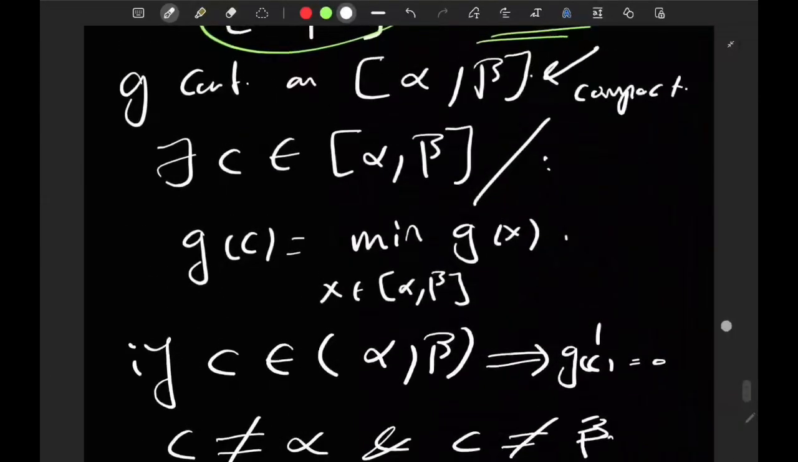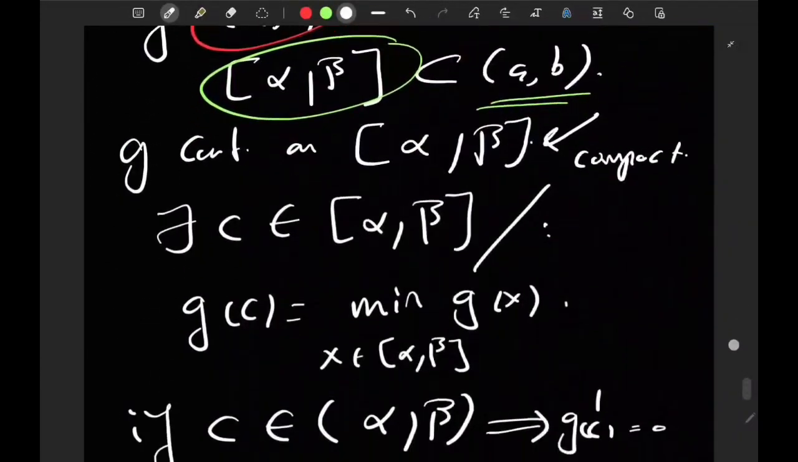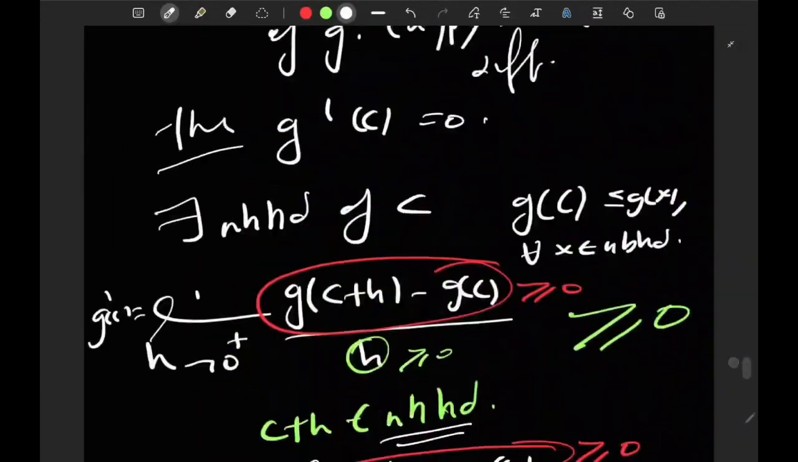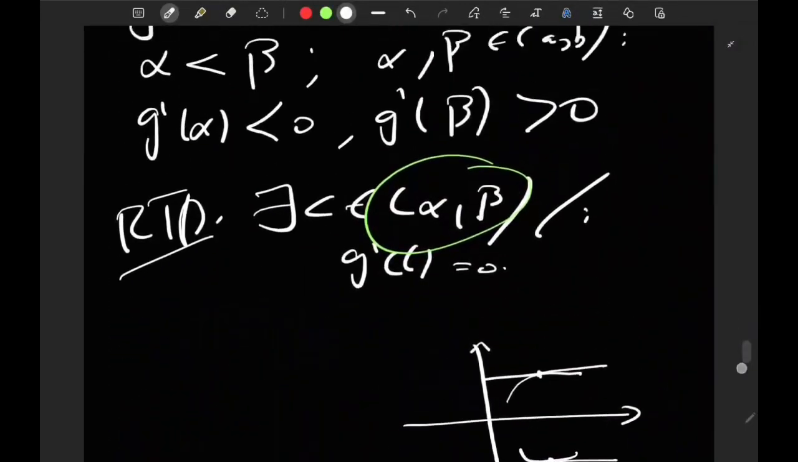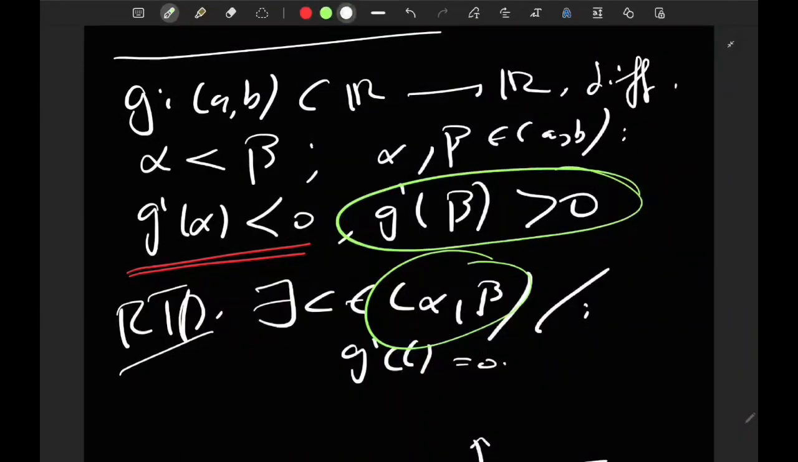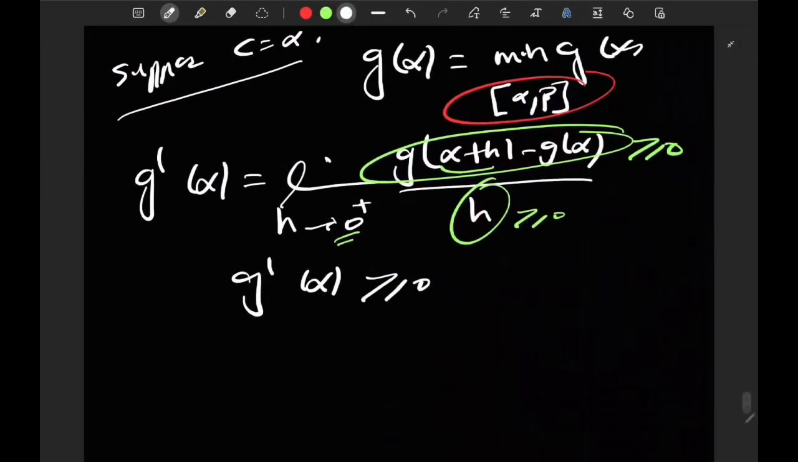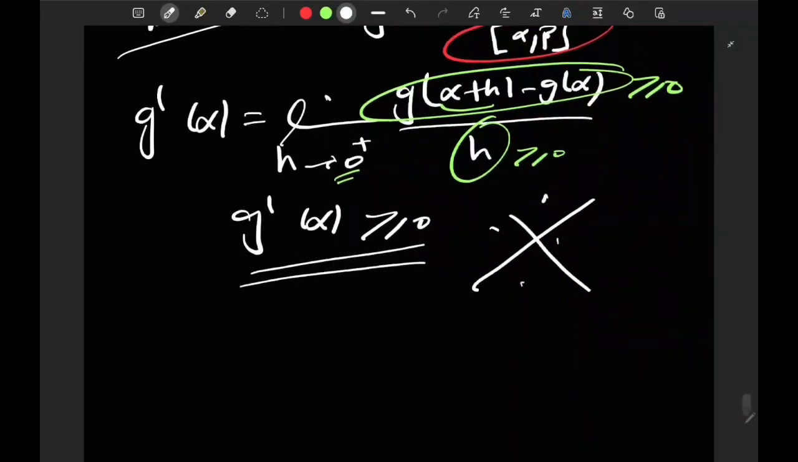But what do we know? We know that g prime of alpha is strictly negative, and remember that g prime of beta is strictly positive, because we're going to need this in a few steps. So g prime of alpha is strictly negative, but here I got that g prime of alpha is greater or equal to 0. So this is a contradiction. Thus it cannot be that c equals alpha. So c does not equal alpha.